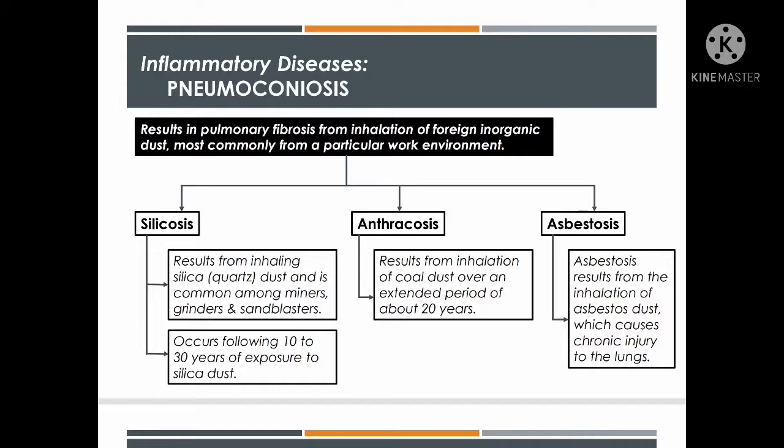Asbestosis results from the inhalation of asbestos dust, which causes chronic injury to the lungs. Asbestos dust is found in building materials and insulation. Radiographically, diffuse small irregular or linear opacities may be demonstrated in the lower lungs, and diaphragmatic pleural calcification suggests asbestosis. This disease may be prevented by effectively suppressing asbestos dust in the air of the work environment.